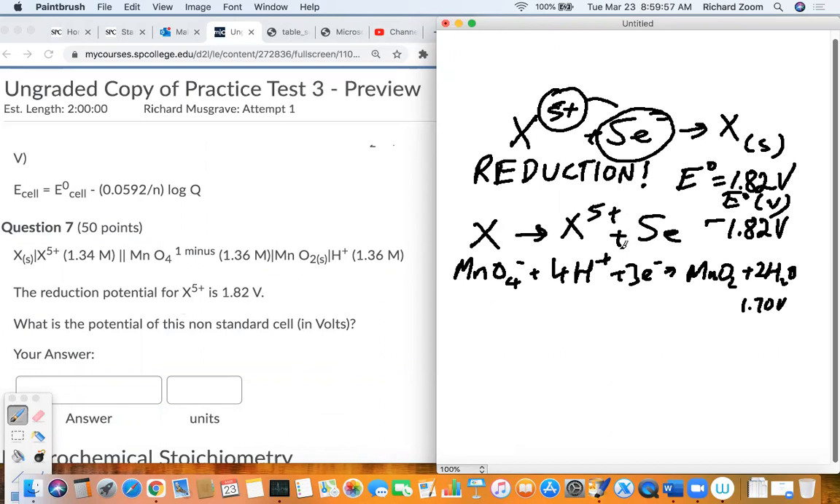So at this point, we've got these two reactions. You'll notice the electrons aren't equal, right? We've got 5 electrons, we've got 3 electrons. So what I'm going to have to do here is multiply this top one by 3, and I'll multiply the bottom one by 5.